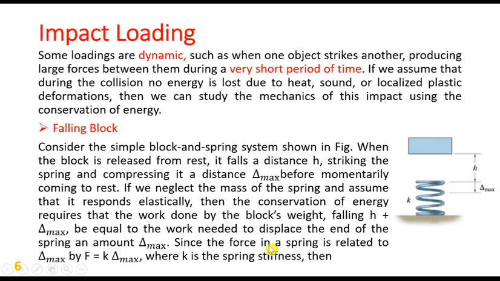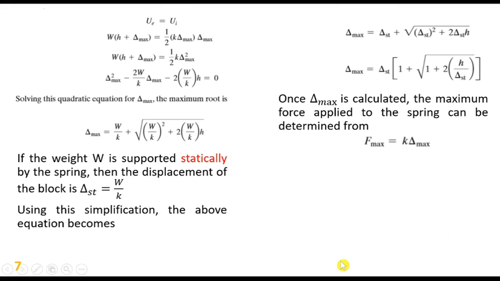by an amount delta max. Since the force in a spring is related to delta max by F equals K into delta max, where K is the spring stiffness, then the external work will be W into (H plus delta max), the total displacement, equal to 1 over 2 K delta max into delta max. Actually we are replacing this force, and half is due to gradual loading, so it will become 1 over 2 K delta max square.